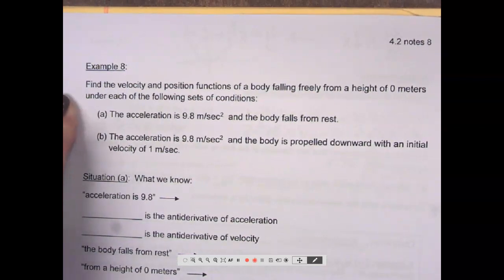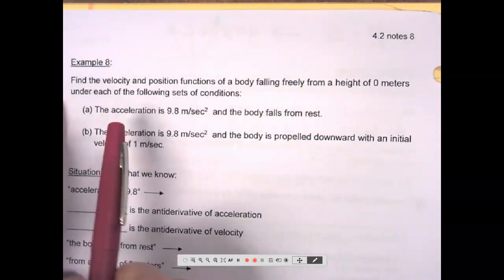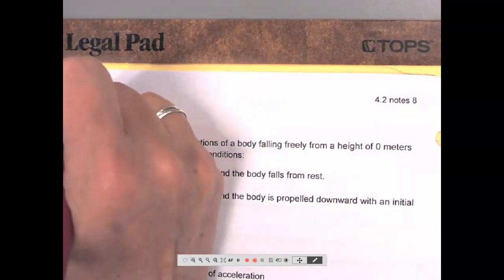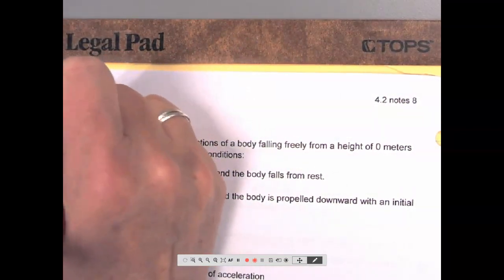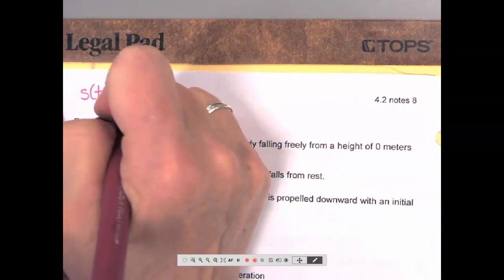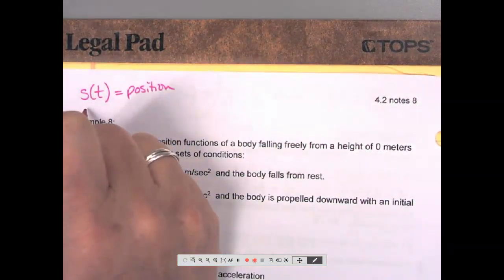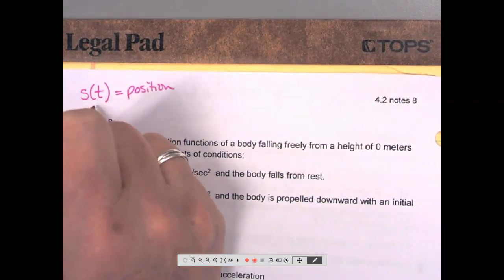Go back and let's read this first sentence. We want to find velocity and position. Now remember that if I call S of t position, then V of t is S prime, right?